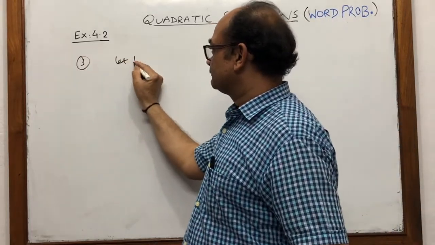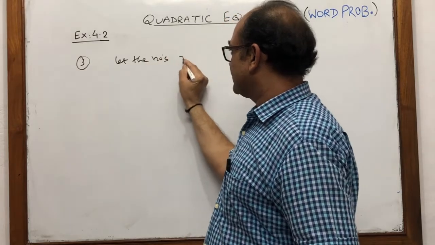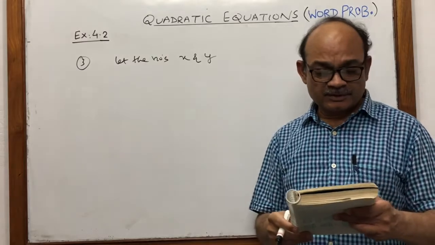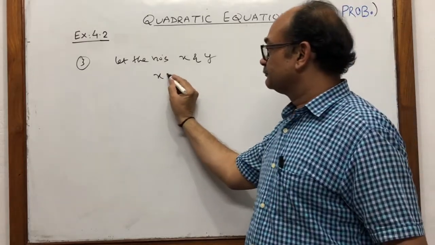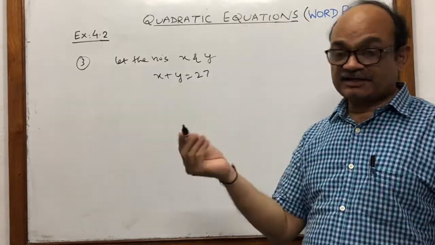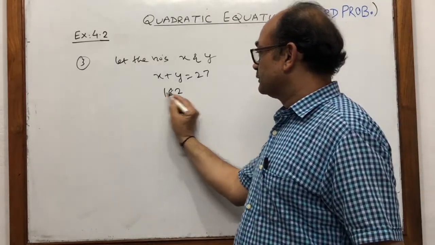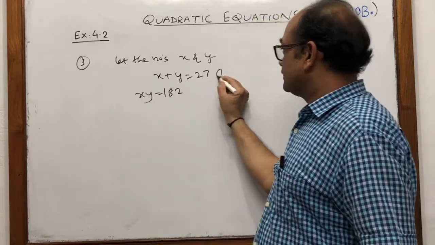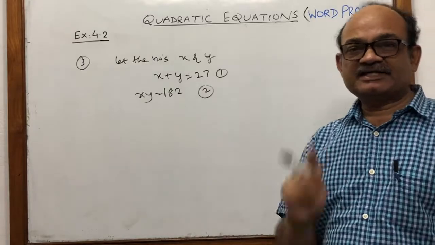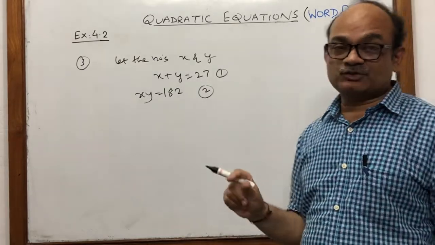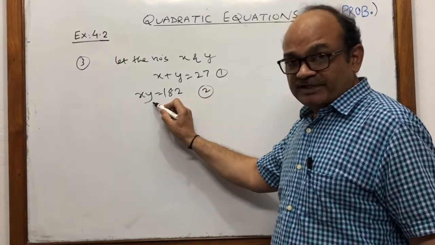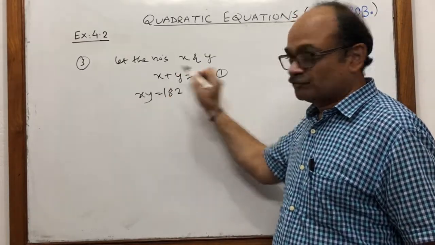Let the numbers x and y, two numbers whose sum is 27. By the problem, sum is 27 and the product is 182. Now these are the two equations. We want to make it in a single variable, just like quadratic ax square plus bx plus c equal to 0. Substitute the value of y from second to first.